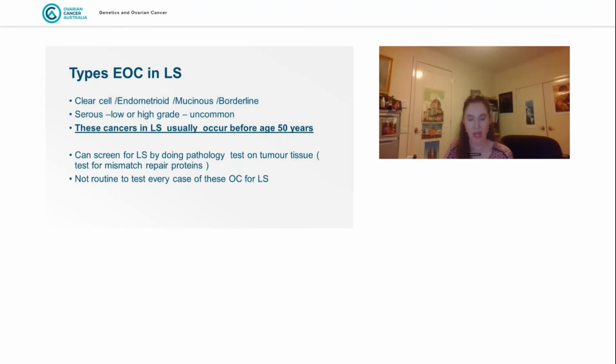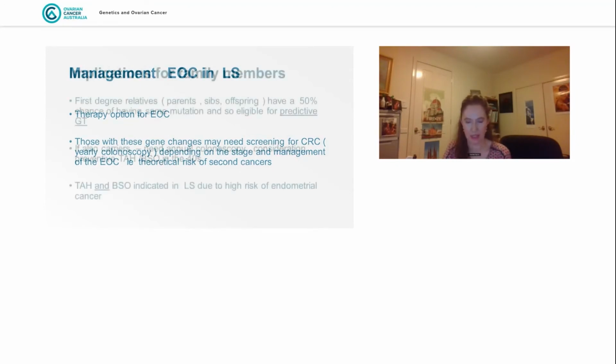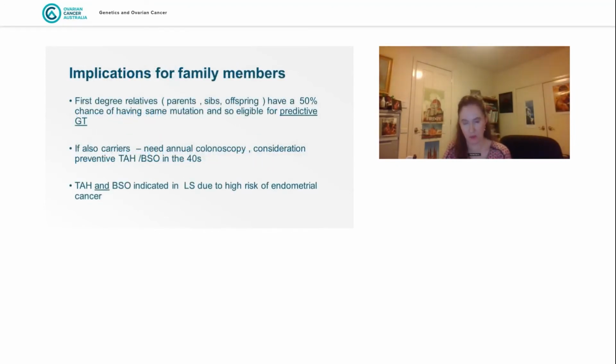And pathologists can screen for Lynch syndrome in people with ovarian cancer by doing a special stain, although in isolation, it's not routine to always do this. So once again, Yolan's going to touch on the therapy options, but in terms of someone who's found to have these gene changes and for their family members, they may need to consider screening for other cancers like bowel cancer. And also their relatives, if they have the same gene change, similar thing, might need to consider preventive salpingo-oophorectomy or colonoscopies.